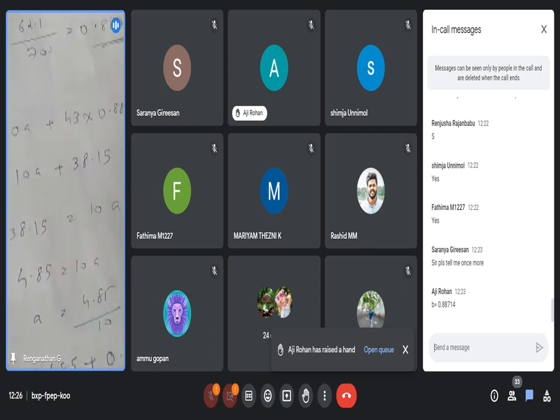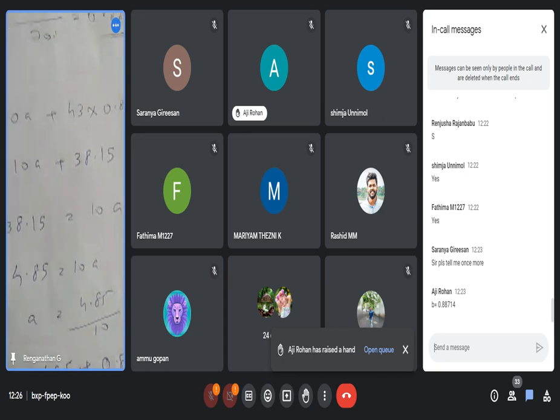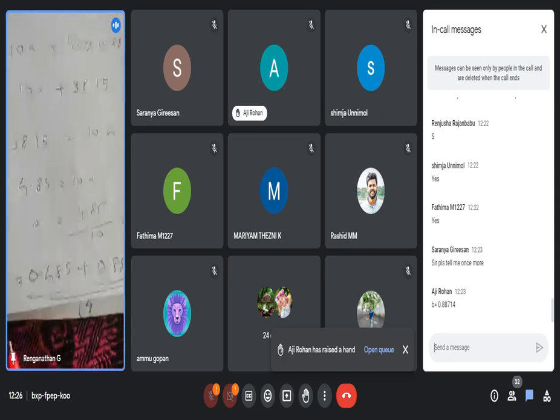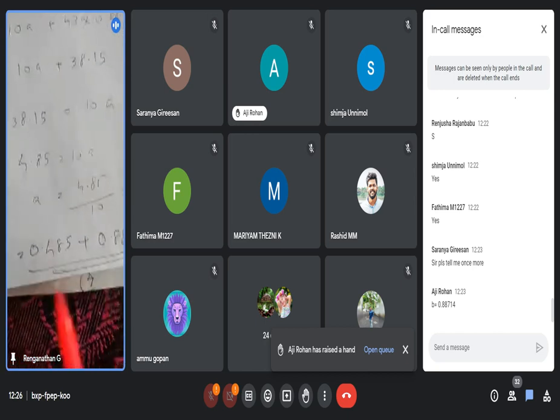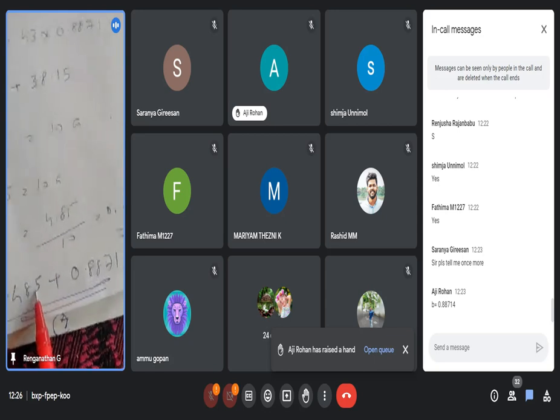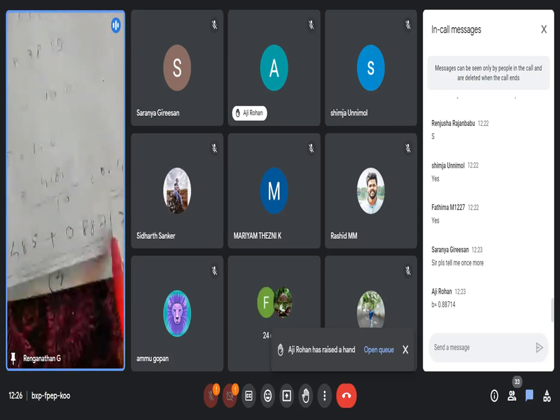Now the equation is ready. I already told you that the core equation is y is equal to a plus bx, isn't it? Now this a value and b value are available. I applied these values in this figure. Y is equal to a plus bx. The value of a is equal to 0.485, and the value of b is equal to 0.8871.